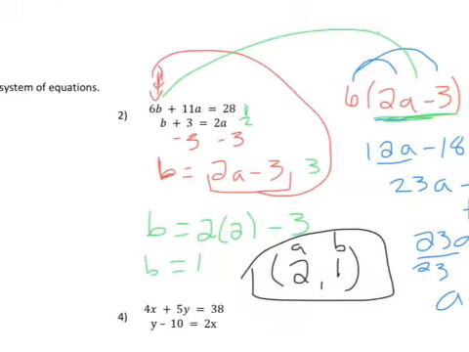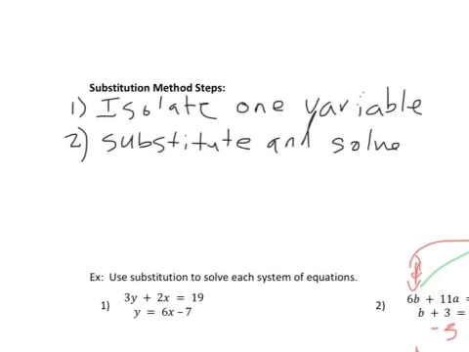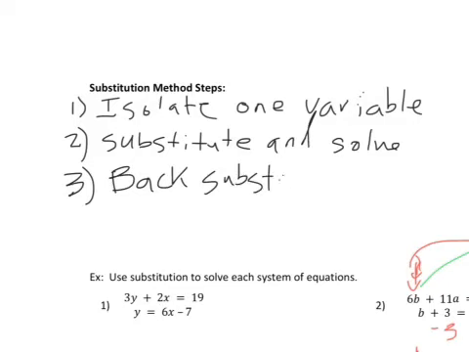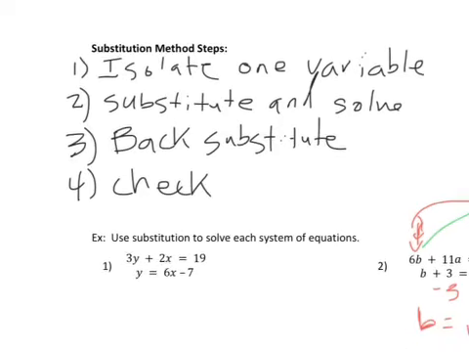The final step then in the process, in terms of solving, is to go back and find the value of the other variable. So what I'm going to call that is back substitute. And then the fourth step in the process is to check. So remember, with systems of equations, there's a really nice method for doing that, and so you want to make sure that you always check that your solution works.